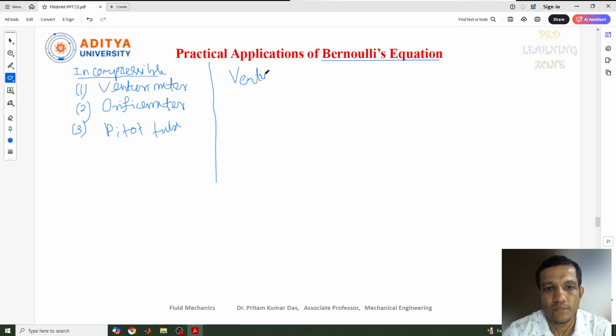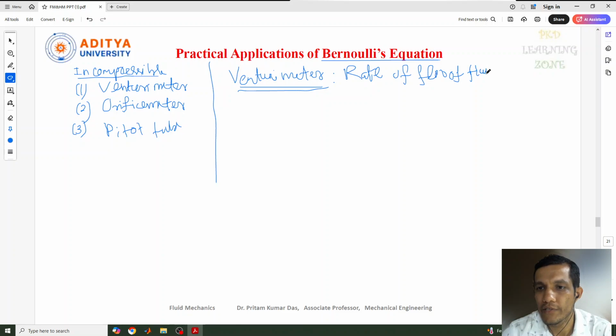So the venturimeter, I'll show you the diagram. Before going to the diagram and the explanation about the venturimeter, let me tell you that this venturimeter is used to measure the rate of flow of fluid, which is flowing in some pipes or some place, so we can measure the rate of flow.